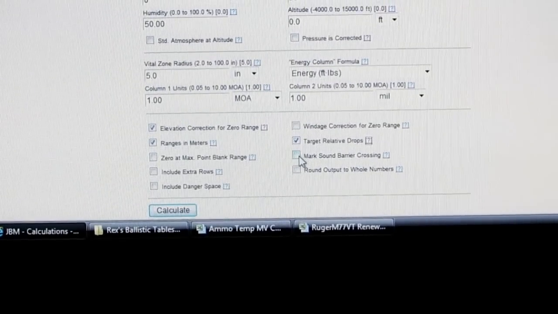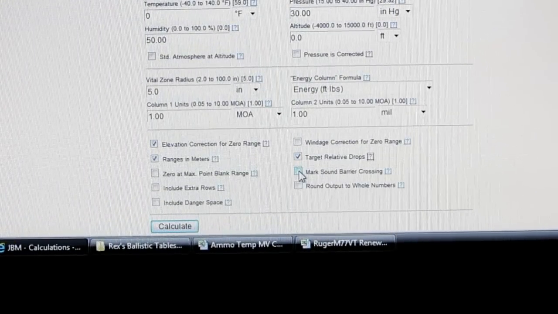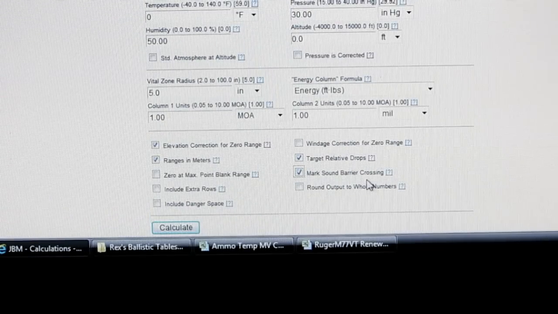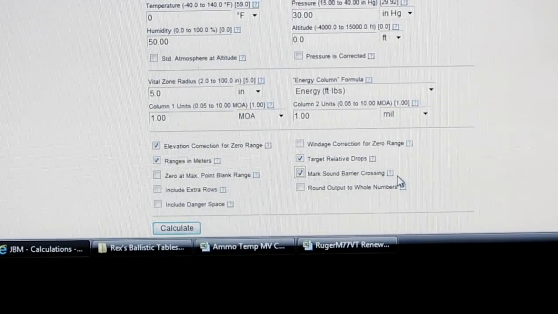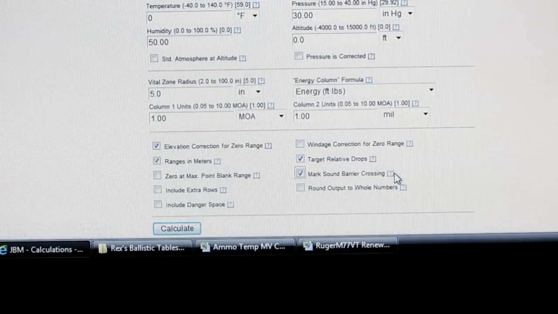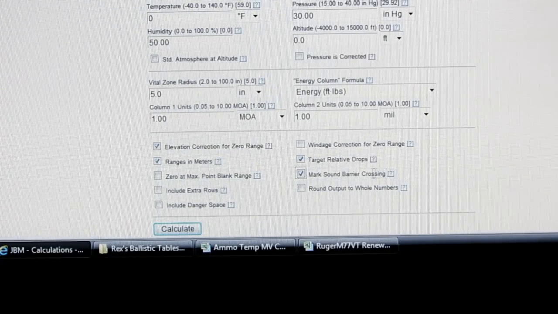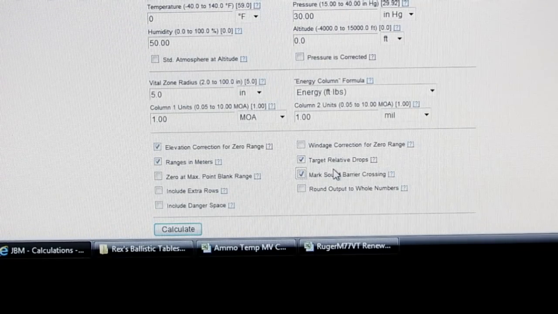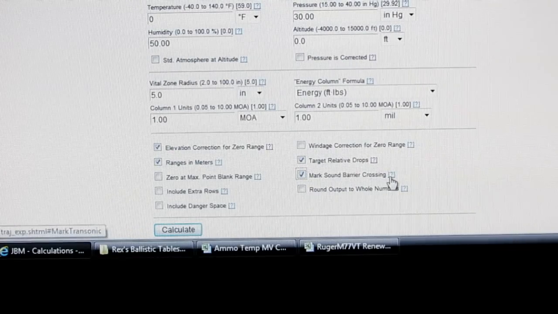Mark the sound barrier crossing. This is what you're going to need to determine your maximum range for every given velocity and temperature column. Okay, because that's going to vary for atmospheric density and velocity based on when your bullet goes through the transonic barrier. It's going to destabilize, and it's going to go through that. Once it goes subsonic, it's not stable anymore unless you're using balanced flight technology, like on the 408 CheyTac. You're going to want to know this max sound barrier crossing.